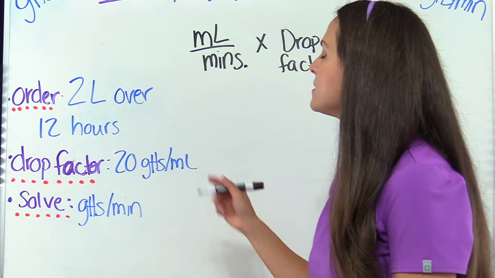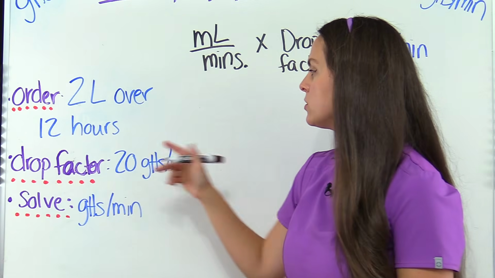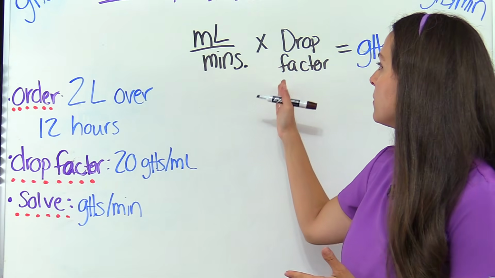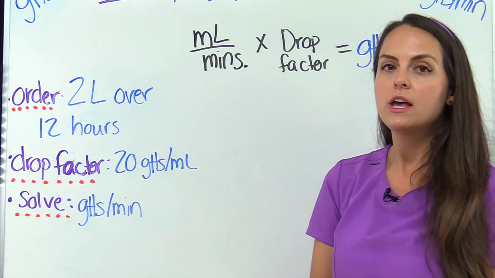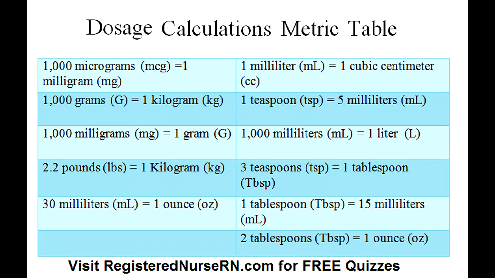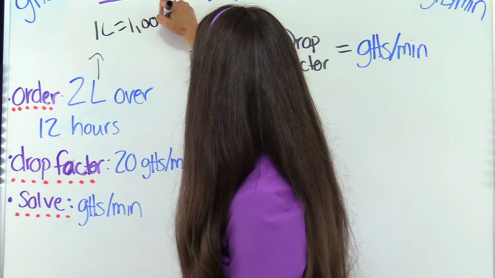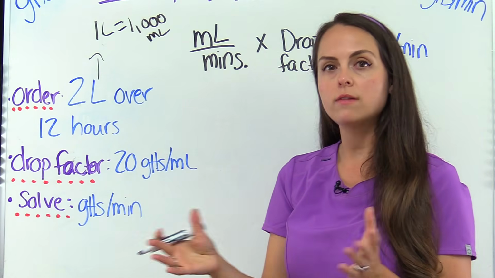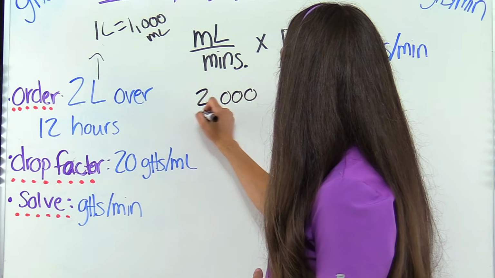Our next problem says the physician has ordered 2 liters to infuse over 12 hours. We have a drop factor of 20 drops per ml, and we need to solve for drops per minute. Okay, with our formula, we have to do a little converting because the problem gives it to us in 2 liters. So pull from your memory of the metric table. We know that in 1 liter, there are 1,000 milliliters. So if we have 2 liters, that gives us 2,000 milliliters. So we're going to put in 2,000 right here.